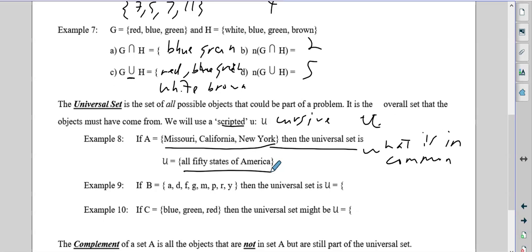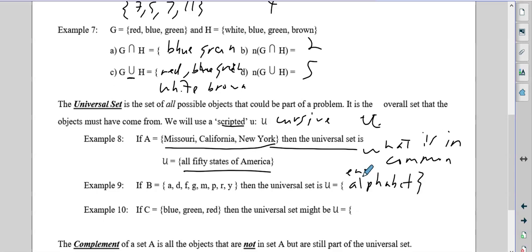So for the set A, D, F, G, M, P, R, Y, well, what is that called? Well, that would be the alphabet. If you really wanted to be specific, you could say the English alphabet. You don't have to, it would be understood, but it would be a better answer, the English alphabet, because different ones have different letters.